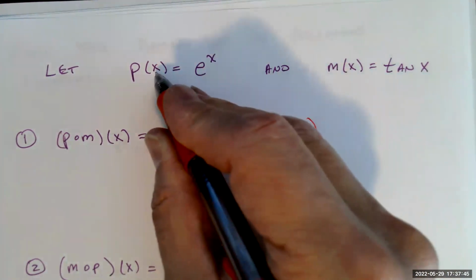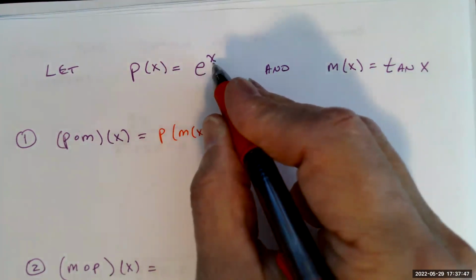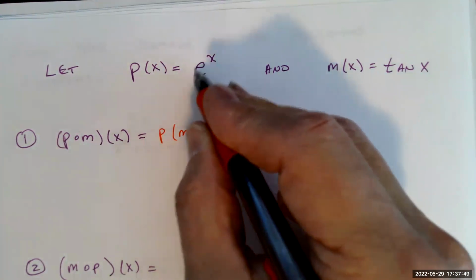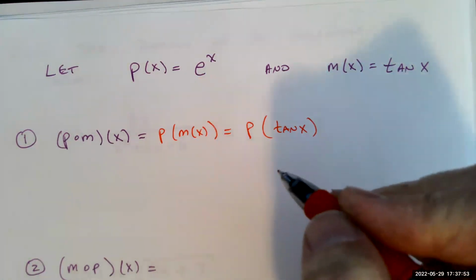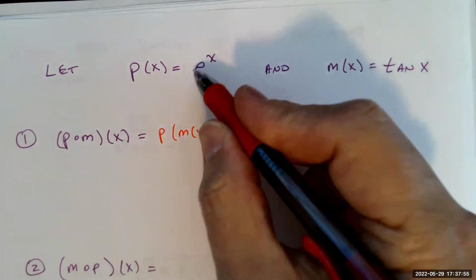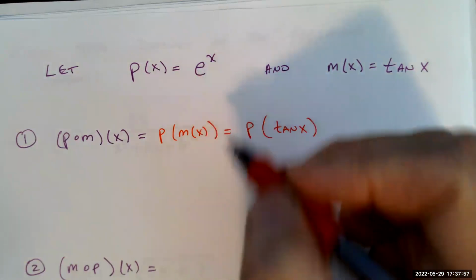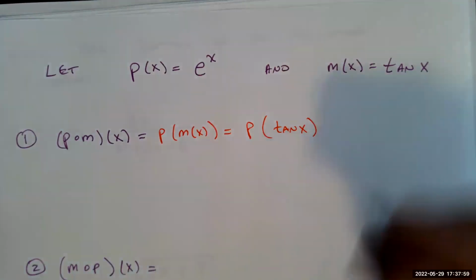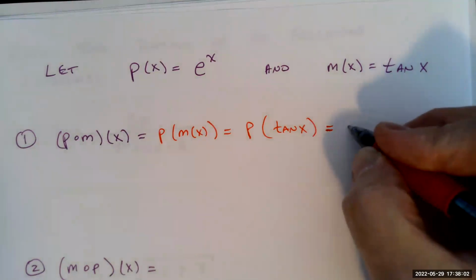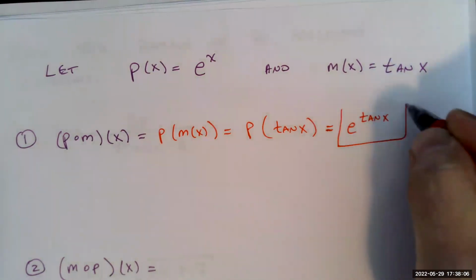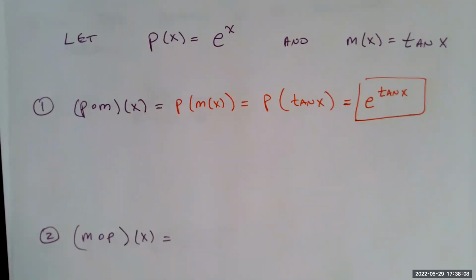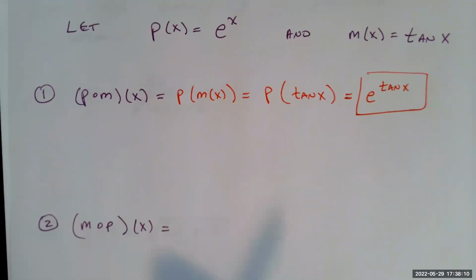And notice this function, whatever we plug in, becomes the exponent on the base e. Remember, e is a fixed number. It's about 2.718. That's the natural base, or Euler's number. And so this becomes e to the tangent of x. And we'll be dealing with expressions like that later on in calculus.